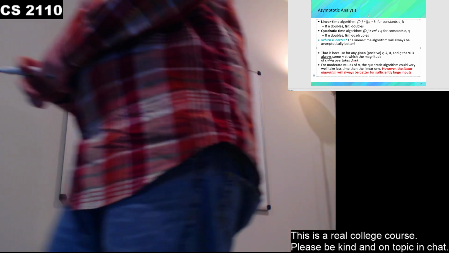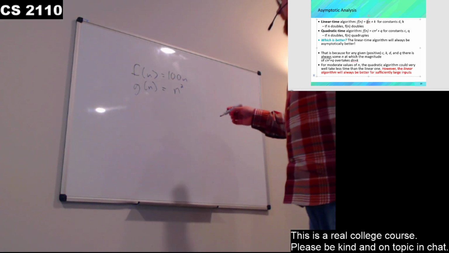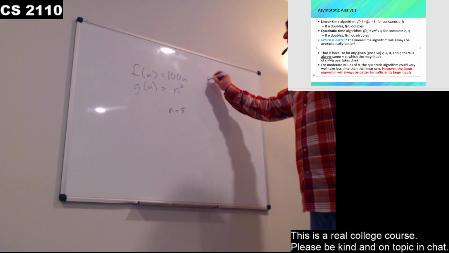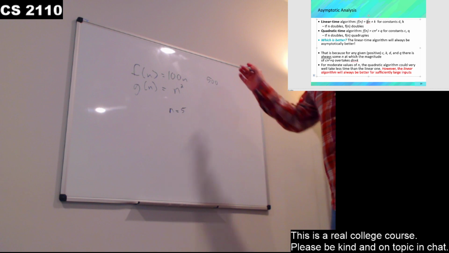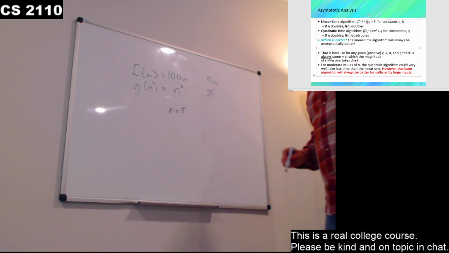Okay, sorry, I just saw a question there and I want to make sure I had already answered it. Now, if I say initially n equals 5, that means my f of n takes 500 steps, whereas my g of n only takes 25. And you're thinking, wow, this is a lot better.